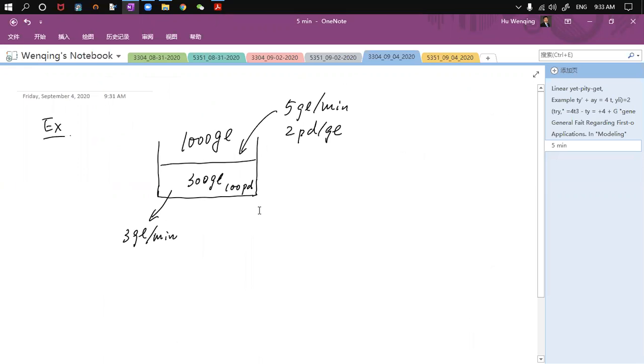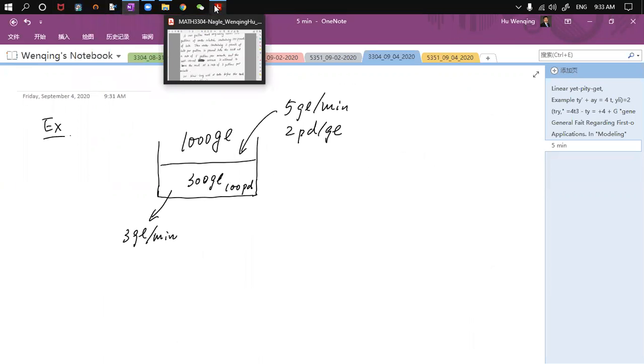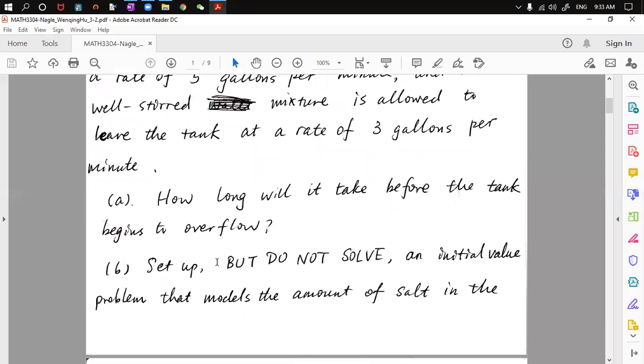Okay, so when you draw a picture, it will help the grader a lot to understand what you mean by understanding the problem. Okay, so that's a good sign. Okay, so let's say, how long will it take before the tank begins to overflow?